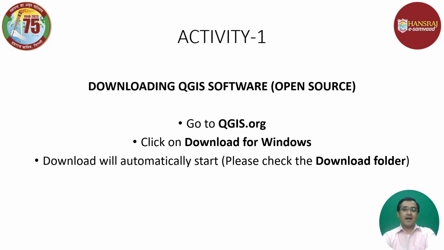So with this, I leave you with one activity of downloading QGIS software. You directly go to qgis.org, download for Windows, or if you have a MacBook, you can download it for Mac, and the download will automatically start. Please check the download folder and run the exe file. This way, you will have QGIS installed on your computer. It's free software, so you will not have to pay anything.